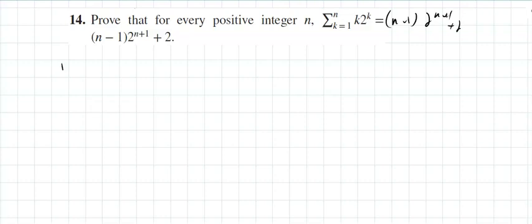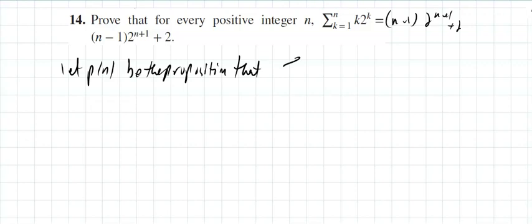Alright, so let P of n denote the proposition, or be the proposition that the series, the sum from k equals 1 to n of k times 2 to the k, equals n minus 1 times 2 to the n plus 1 plus 2.